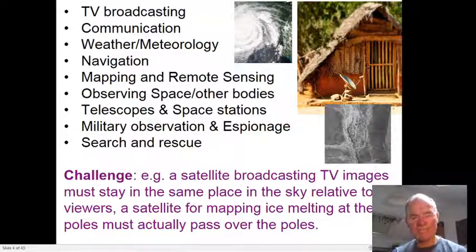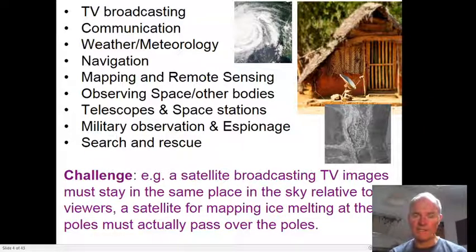Navigation, of course, sat-nav systems. You've probably got one on your phone that can do that with Google Maps and suchlike, and cars have it. Mapping and remote sensing. The geographers amongst you may have come across some remote sensing, but you should certainly have seen images showing different crop distributions and things like that. Obviously observing space and other bodies. The Hubble Space Telescope is an example of that, and also the International Space Station, which you'll be aware of, is up there in orbit as well as a satellite.